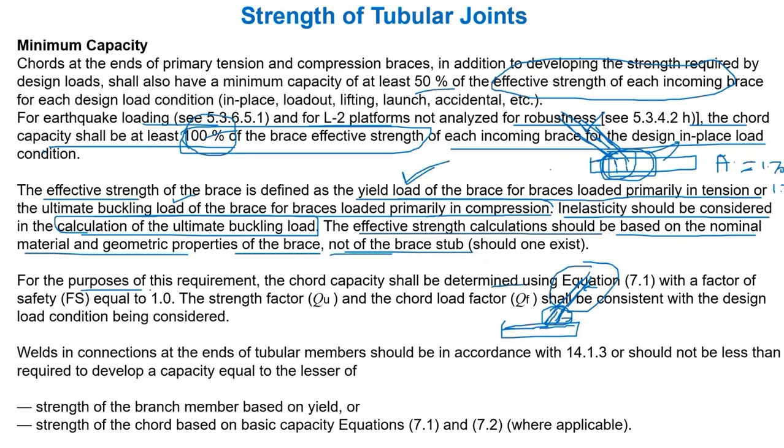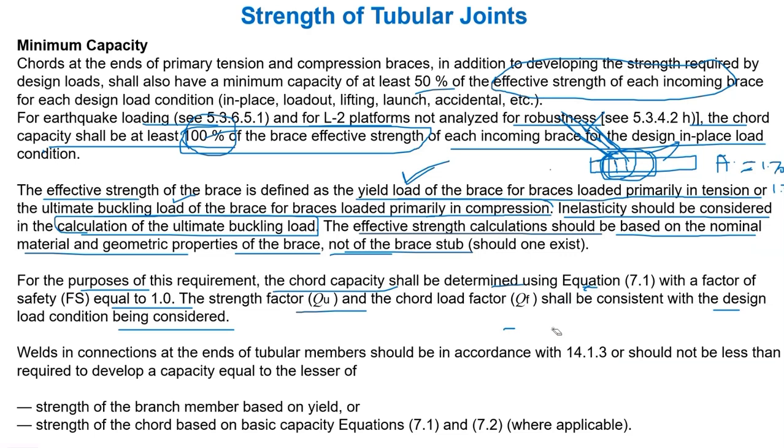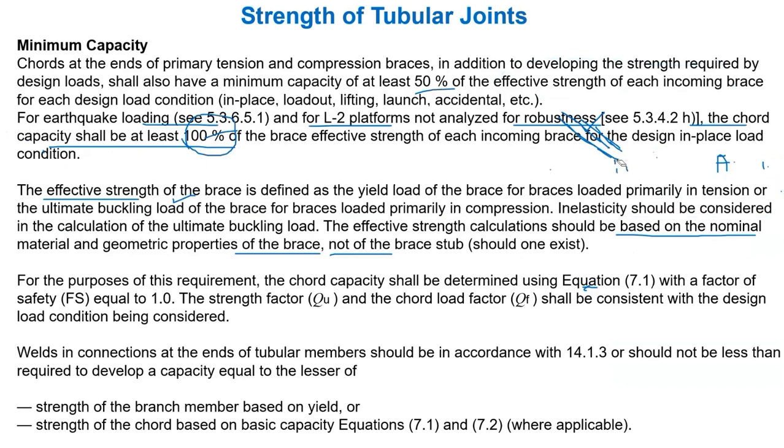And for the purpose of this requirement, the chord capacity should be determined by equation 7.1 with a factor equal to 1, and the strength factor and chord factor shall be consistent with the design loading condition being considered. So what does it say? The factor of safety we have seen is 1.6, right, in our previous slides. But when we are calculating this minimum strength capacity, we can take the factor of safety as 1 instead of 1.6, as defined in this code.